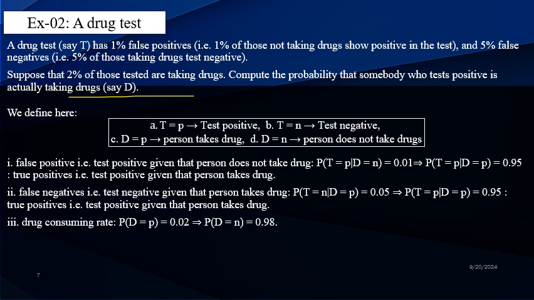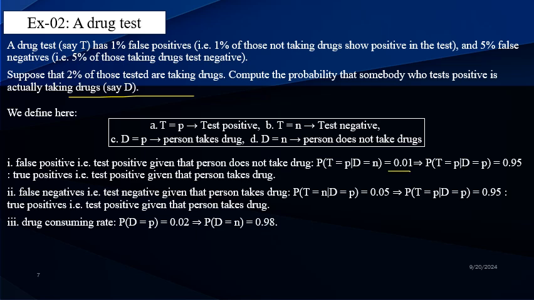What is the probability? 1%. What is the probability of false positive? 1%. That means probability of t equal to p given d equal to n. That means those not taking drug saw positive result in the test. Okay, so that one is 0.1.